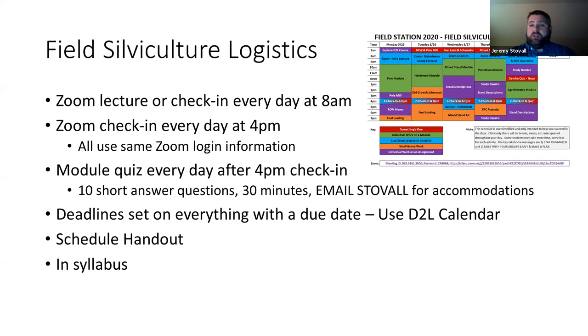I've set this up with all the deadlines on the Zoom meetings, the quizzes, the assignments, the Dropboxes, everything in D2L. So you should be able to use D2L's calendar feature and see the 26 different things that have a due date on them right now. And so that should all be in there.